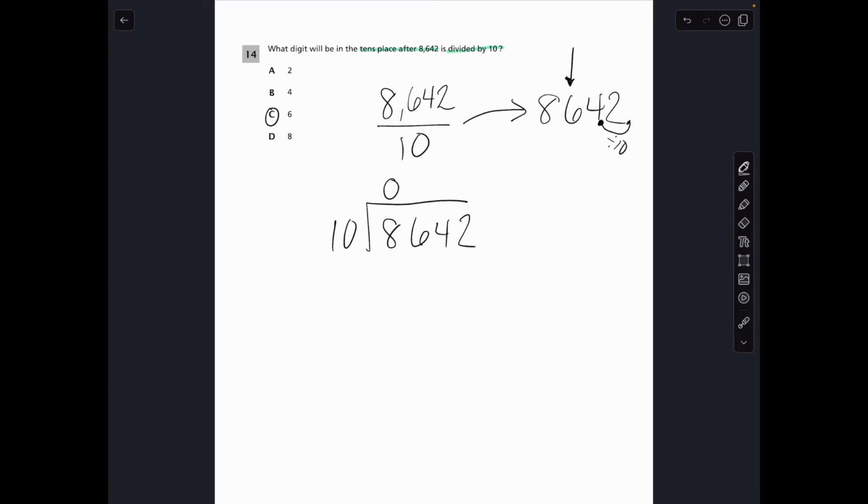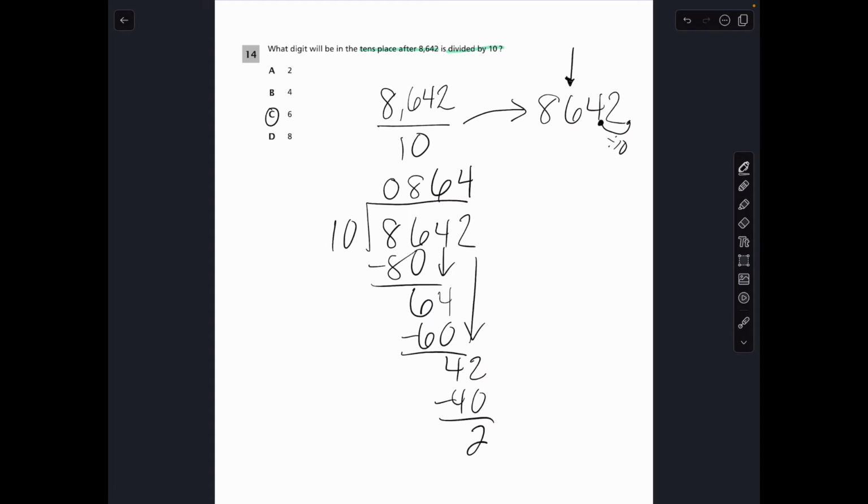10 goes into 86 8 times. 6, bring down the 4. 10 goes into 64 6 times. Bring down the 2. 10 goes into 42 4 times. And you do have a remainder, so I don't want to have a remainder here, but I'm going to add a decimal. Pop one up there, and now I can keep on dividing. 10 goes into 22 times. And then you can see, well, this has to be my tens digit.